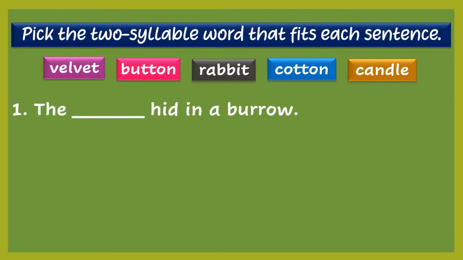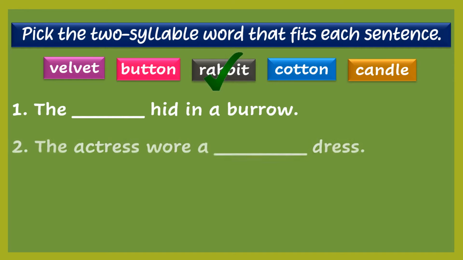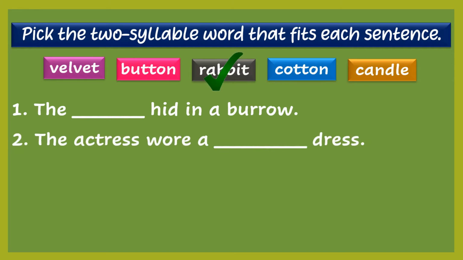Number 1. The blank hid in a burrow. What is the correct answer? The answer is rabbit. Number 2. The actress wore a blank dress. What is the correct answer? The correct answer is velvet.